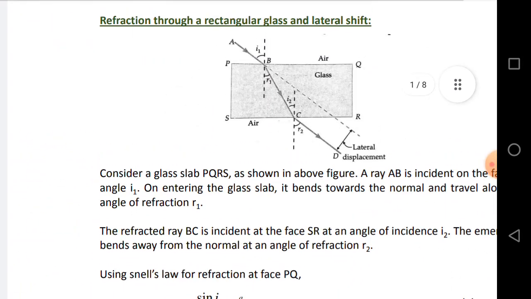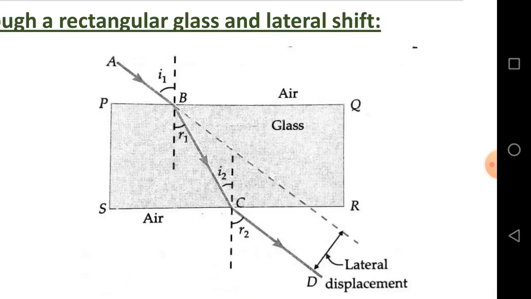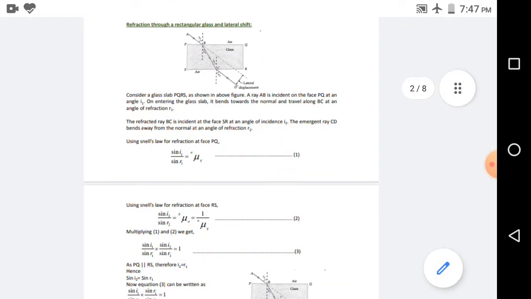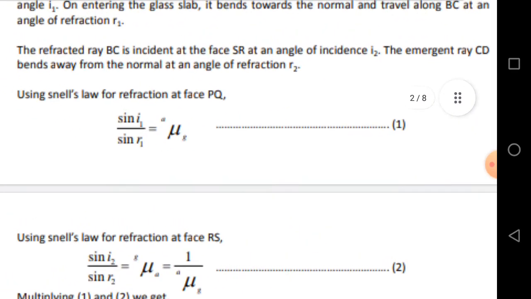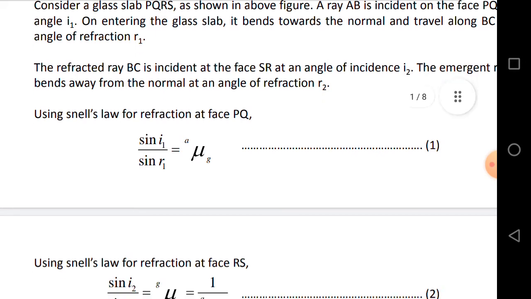If we put Snell's law at the face PQ, we will get the relative refractive index of glass medium with respect to air medium is sin I1 by sin R1. So in this equation, sin I1 by sin R1 equals the relative refractive index of glass medium with respect to air medium. Let's consider this as equation 1.